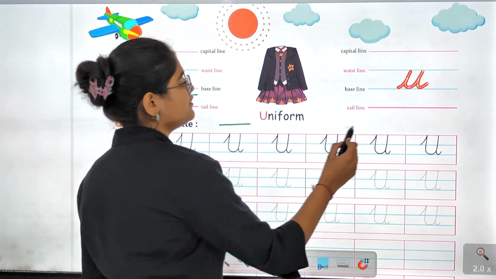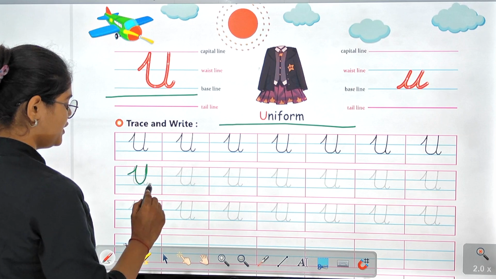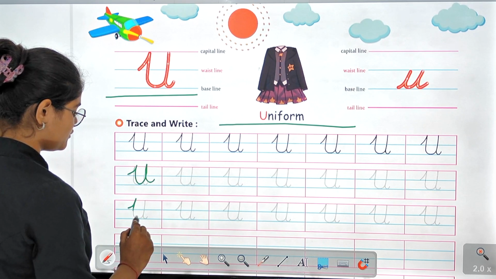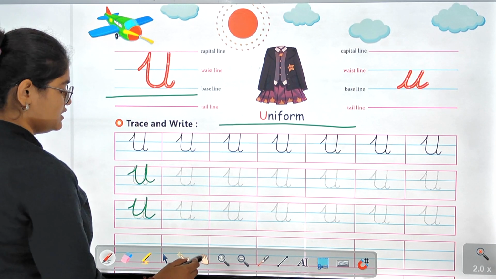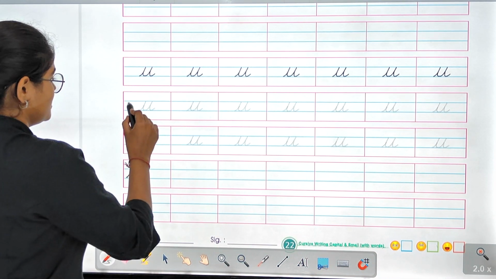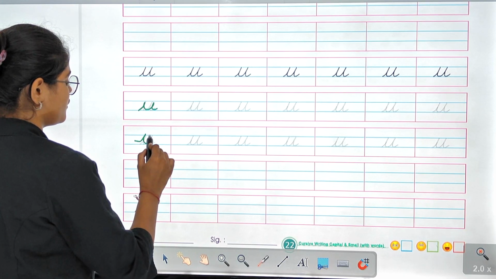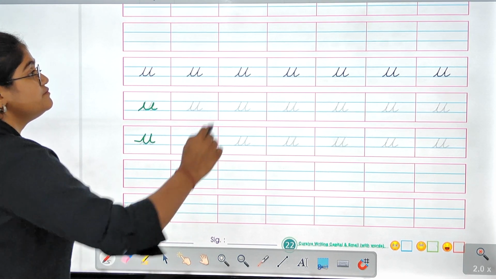U for uniform. Let's make U. U for uniform. Let's move to the small one. U for uniform.